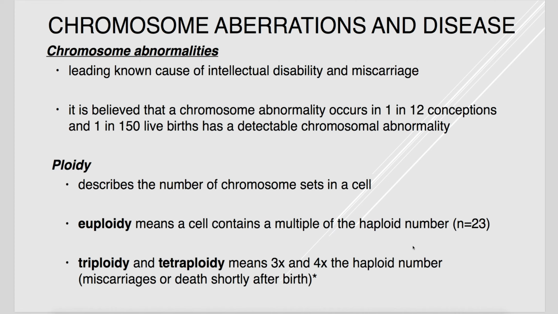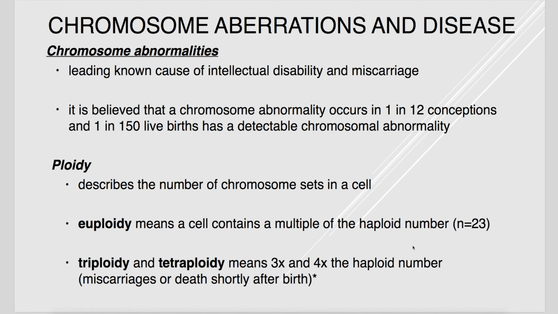Okay, chromosome abnormalities. The leading cause of intellectual disability and miscarriage. So these are big changes, different than the little mutations we talked about in the DNA sequence. These are big, microscopic changes that you can actually see. A chromosome abnormality occurs in 1 in 12 conceptions. Like I said, there's a vast number of conceptions that don't go to term. But only 1 in 150 live births has one of these chromosome abnormalities.